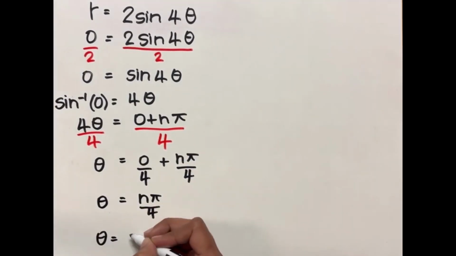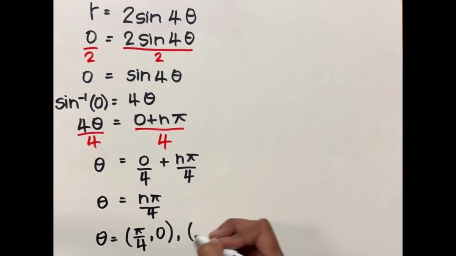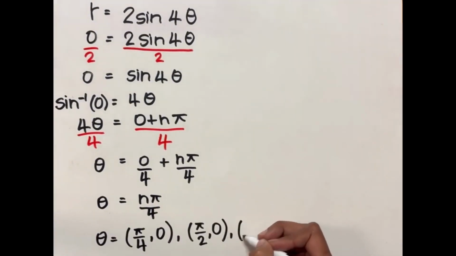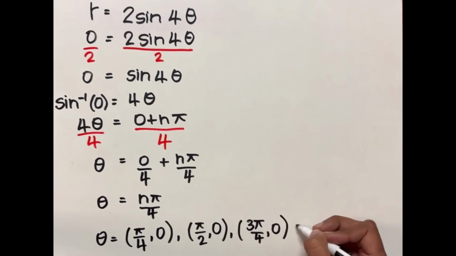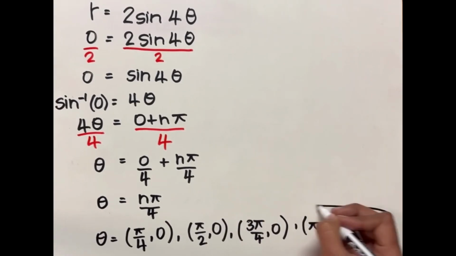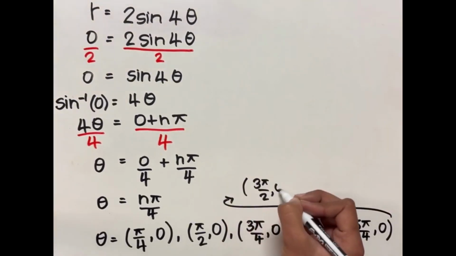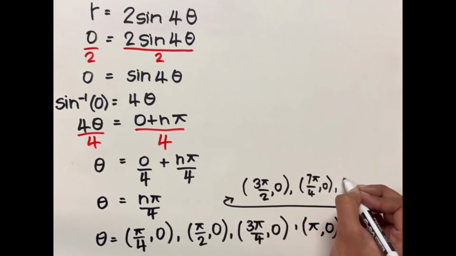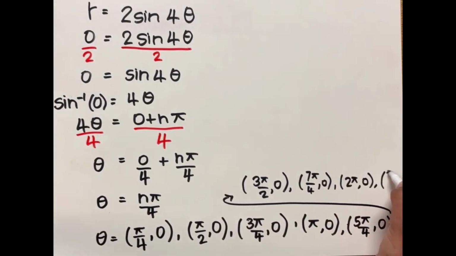And then we plug that into a bunch of other numbers, and we get our zeros as pi over 4, pi over 2, 3 pi over 4, pi, 5 pi over 4, and 3 pi over 2. Also 7 pi over 4, 2 pi, and 9 pi over 4.